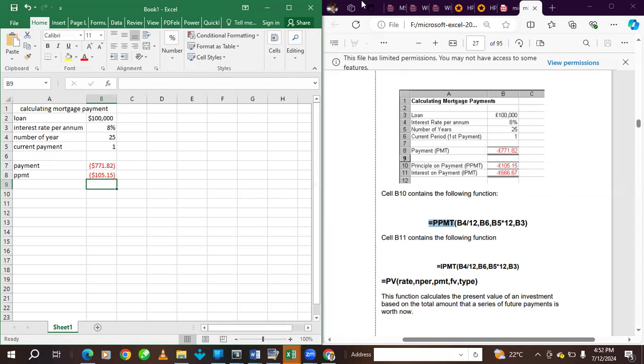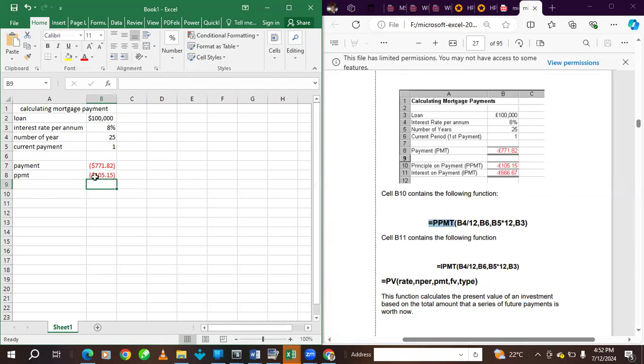Okay, so what I'm saying here is we have our payment for the first period, which was 771. Then for this particular case, the principal was 105. So to get the interest for the first month, it would be what?